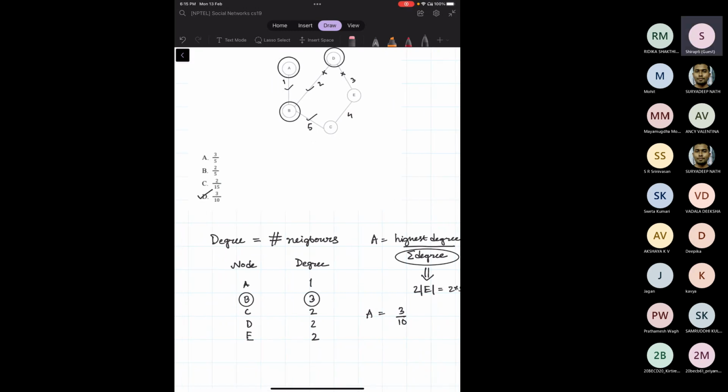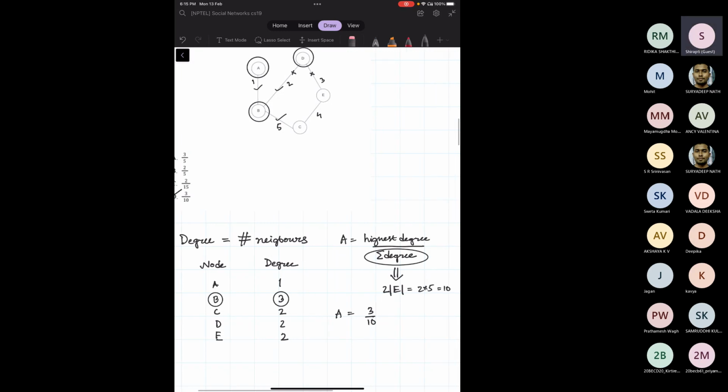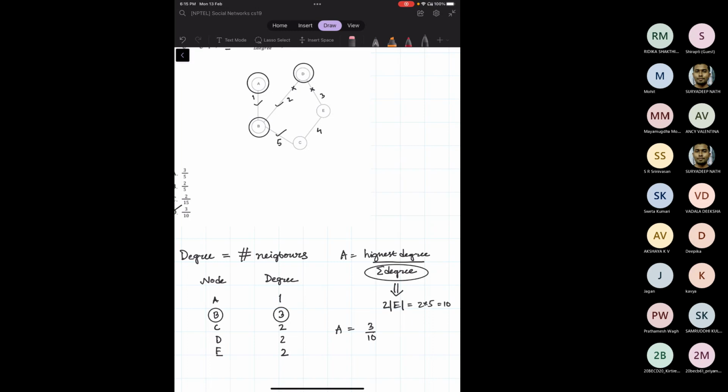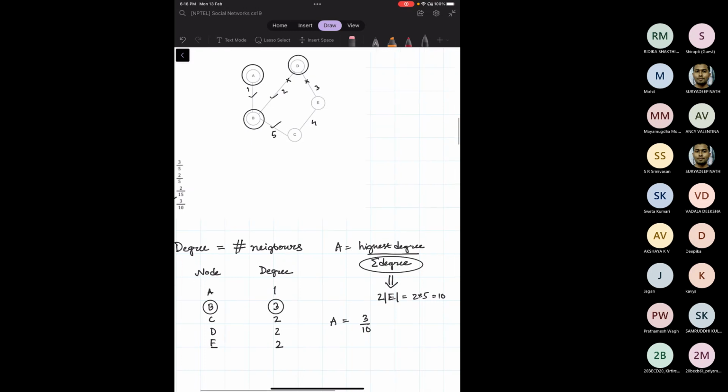Okay, sir. So the summation of the degree is 2E, is it a formula? Yeah, so it will always be twice the number of edges because you're counting the edges twice. Basically the degree of one node is the total number of edges connected to that node. And if you sum over all the nodes, you are counting every edge twice. That's why it is twice the total number of edges in the graph. Okay, sir. Thank you.